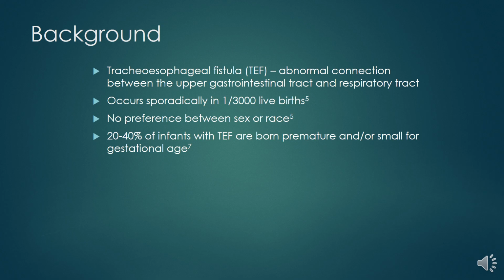The tracheoesophageal fistula is an abnormal connection between the upper gastrointestinal tract and the respiratory tract. It occurs sporadically in 1 in 3,000 live births, with no preference between age and sex. And 20 to 40% of infants with tracheoesophageal fistula are born premature and/or small for gestational age.